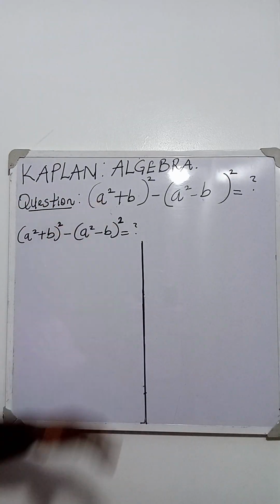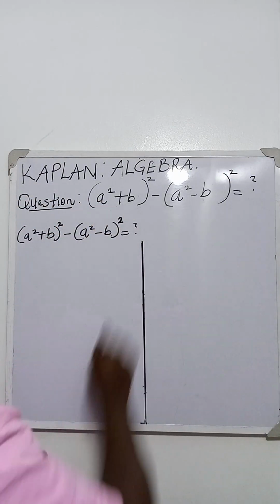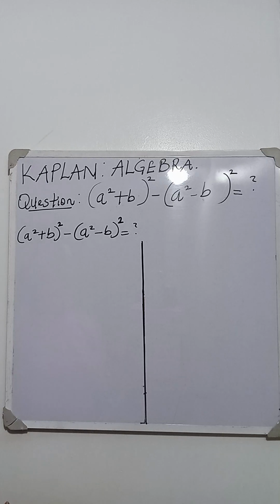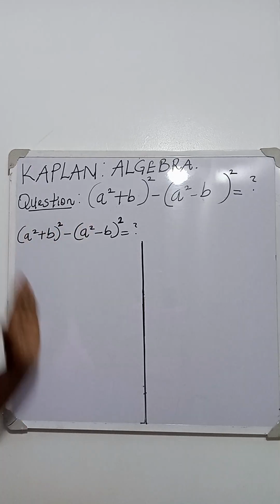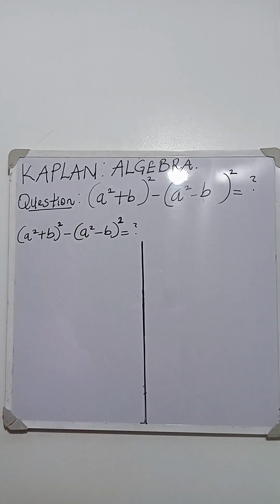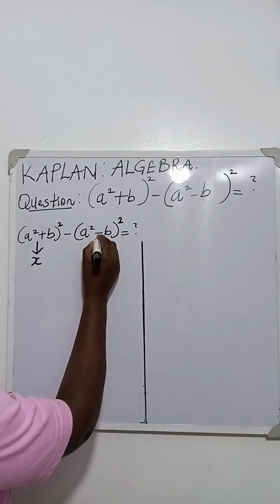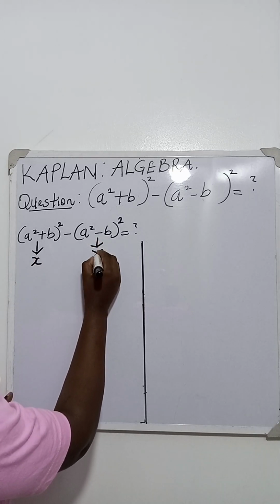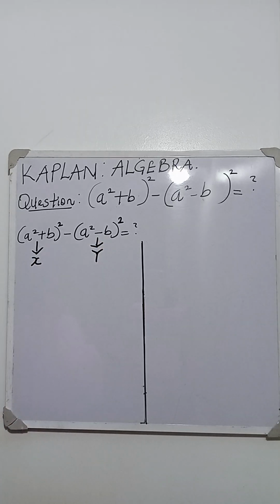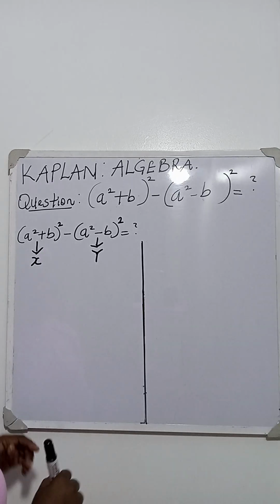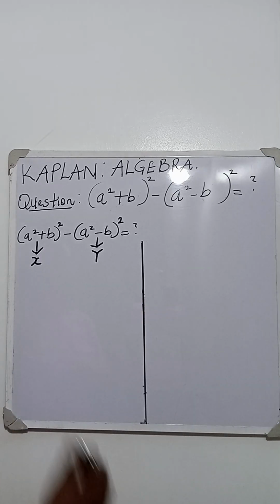Here is the question. So, like I said, we can name each half of the expression. That way, it eases our work. So, naming each half of the expression, we have this. We can name this to be x. We can name this to be y. Okay, good. So, doing that, we can now solve each half of the expression.